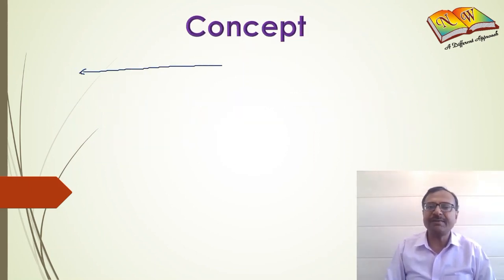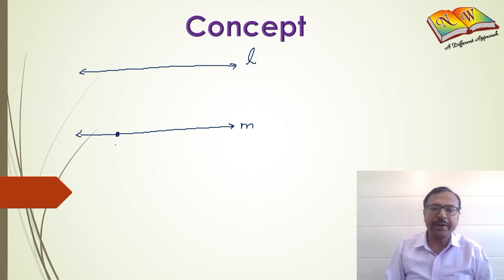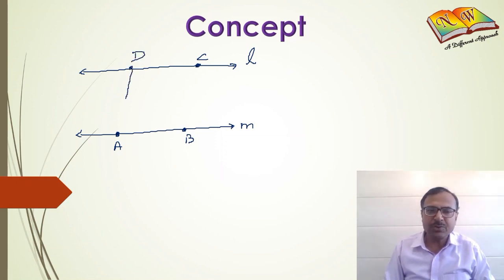So suppose you have a line L and a line M which are parallel to each other, and we have taken 2 points on M, A and B. Using A and B, we draw a parallelogram on the base AB where C and D lie on L. So if you join like this, ABCD will be a parallelogram.